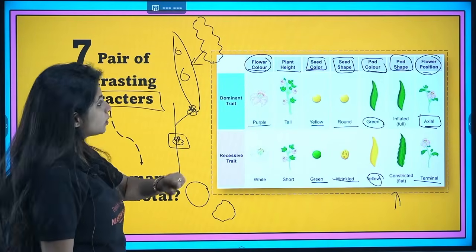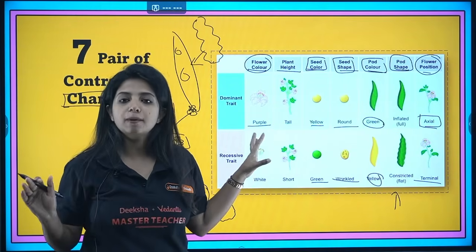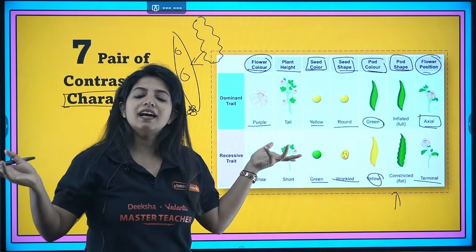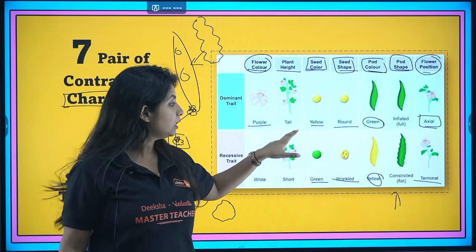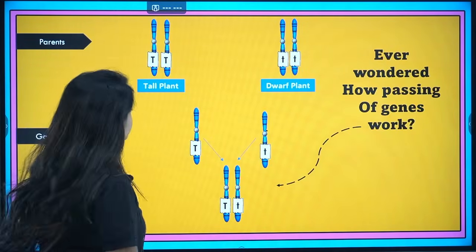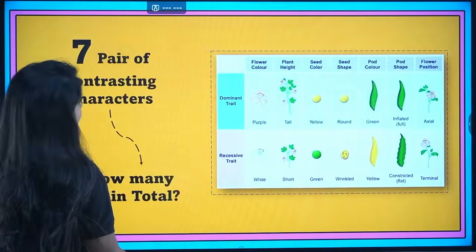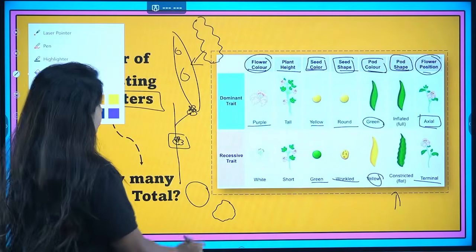Got it? Fine. Now the last one that we have does not have any pair, and that is plant height. Plant height is the easiest one to remember. It has tall and short plants. Tall one is going to be the dominant trait out there. Got it? Fine, ma'am. Yes. So how do you remember this? You can remember it like this, and I'll give you a code also.